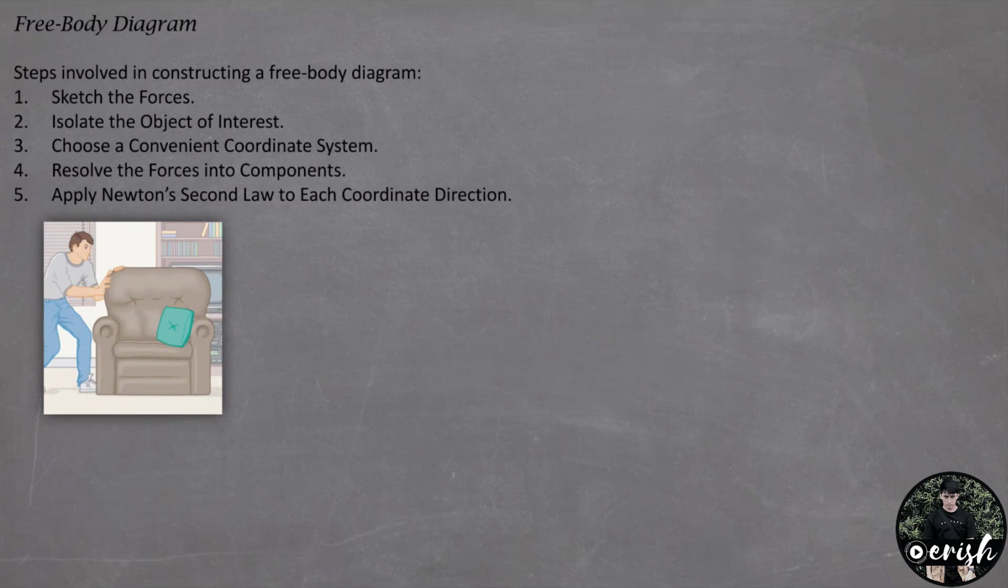There is a sofa na tinutulak ng isang man. So, ang object of interest na tinatalakay natin in this figure is yung sofa. So, we have 3 forces na nag-act dito sa sofa na to. Number 1, we have to sketch the forces. Unang force na nag-act sa sofa is yung kanyang bigat mismo or yung weight. So, yung weight niya is papaganyan.